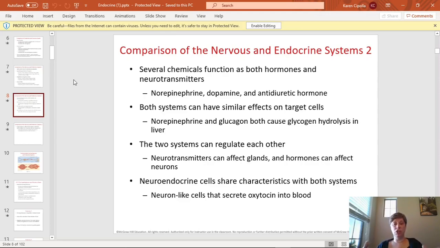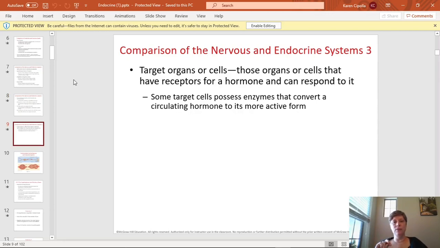Then as well, they share some characteristics with both systems. Some of the things that they do are the same. For example, there are neuron-like cells that will secrete oxytocin into the blood. There is definitely an overlap. And that overlap allows for the body to function even if there is an injury or a deficit in one area or the other. There are also some target cells that possess enzymes that can convert hormones for their use. So there are some organs that hold enzymes that when the hormone comes around, it will actually convert that hormone so it can be utilized more effectively within that target organ or cell.